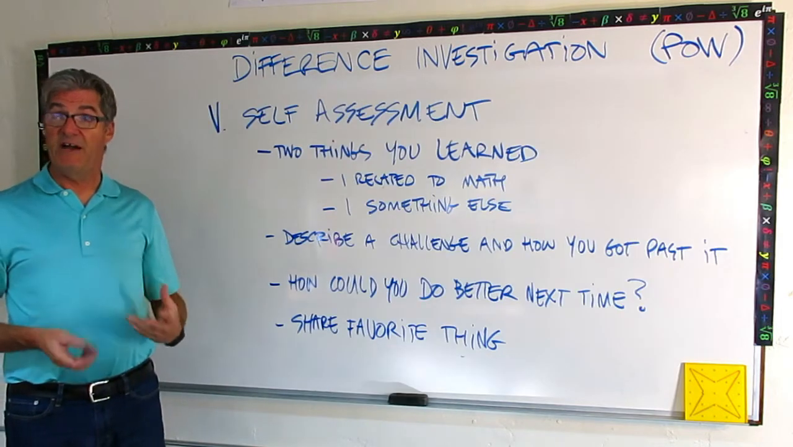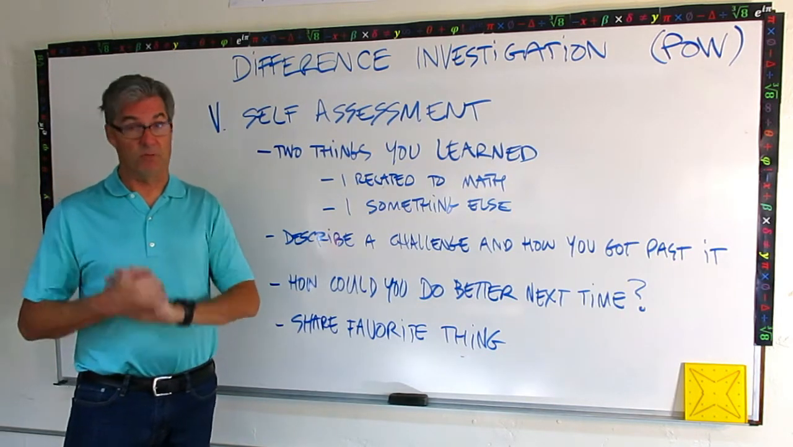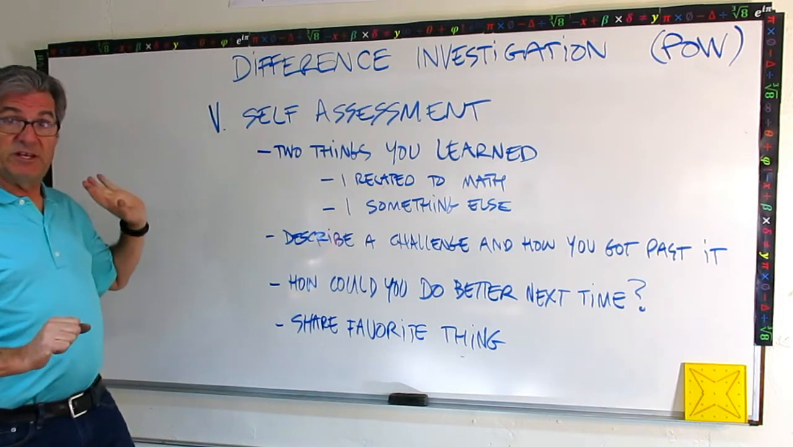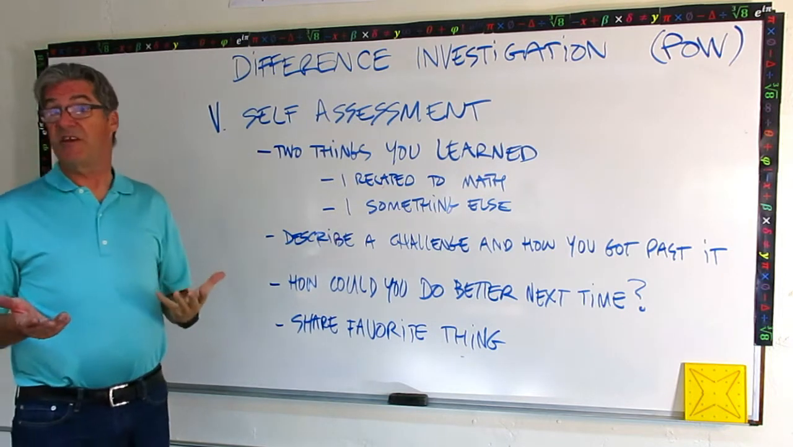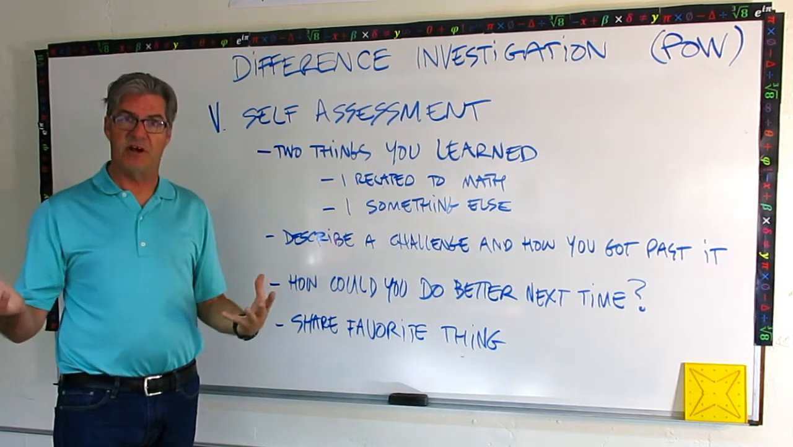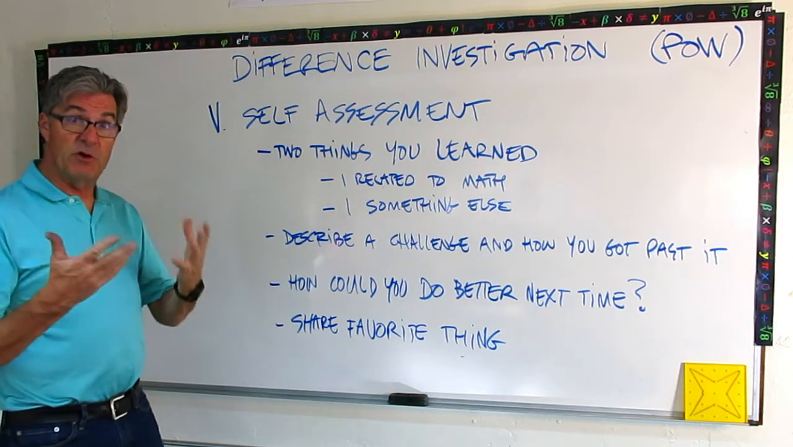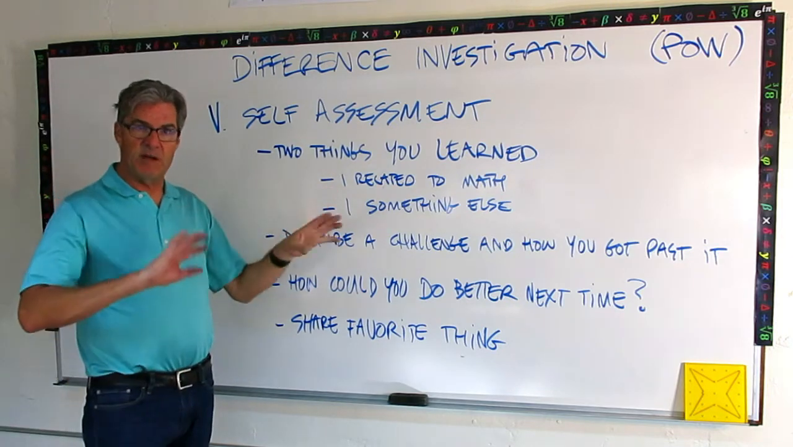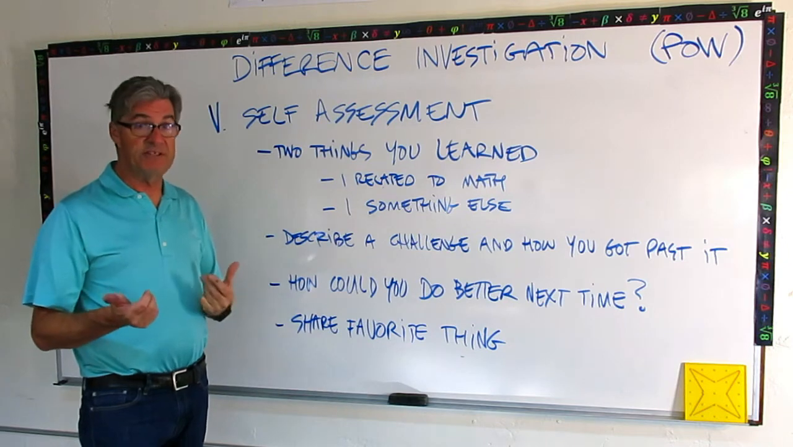Okay, section 5 is the last section of your report. We're almost done. This is the self-assessment. So here's what it needs to go there. First, 2 things that you learned. You worked on this for quite a while, so I'm sure you learned a bunch of stuff. But pick 2 things, perhaps the most important 2, and one of them has to relate to the math. So talk about something to do with the math that you learned on this POW.